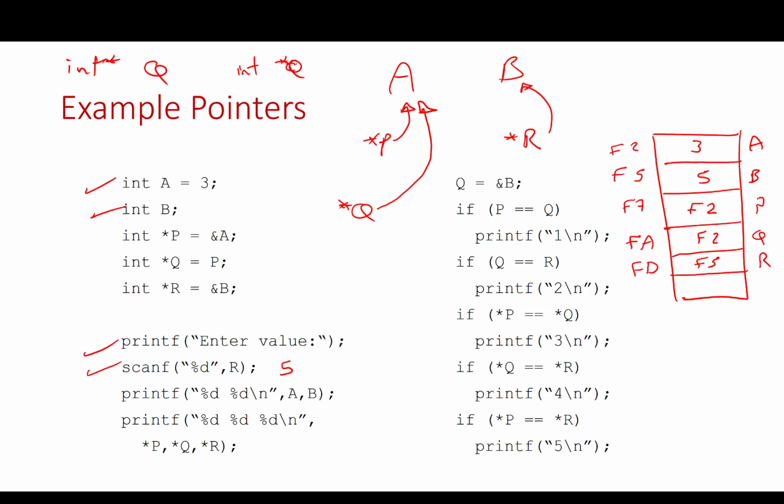So here, the first printf is asking me to print A and B. So I have here 3 and 5. And then printf %d %d %d for P, Q, R. So what will be printed here? 3, 5. Right? And it's very easy to look at your map here. P is printing A, Q is printing A, and then R is printing B, right? And the values here are 3, 3, 5. All agree? Perfect. And then Q equals &B.